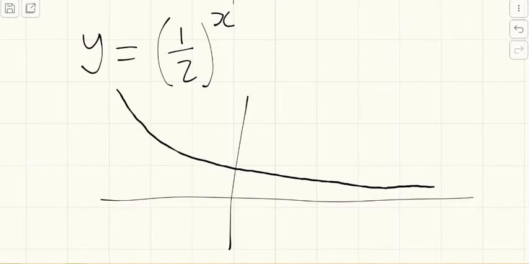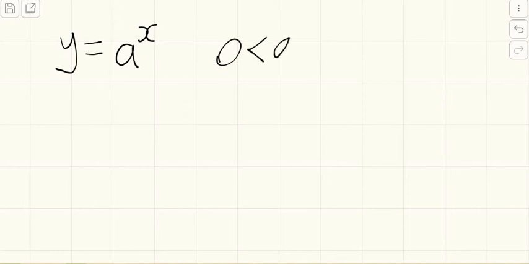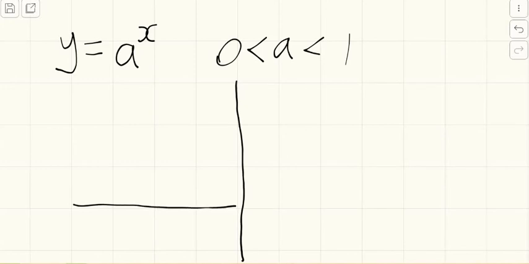So this is actually symmetrical to our y equals 2 to the power of x, where the y-intercept is 1, and of course we still have the x-axis as an asymptote. So let's just put this here. If you have y is equal to a to the x, where a is a constant and is strictly between 0 and 1, then we have that our exponential graph would look something like this.